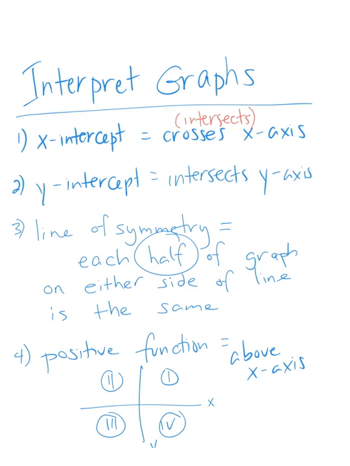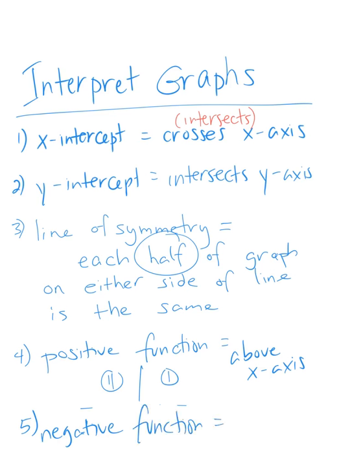Should we write the graph down? It's up to you. So if a positive function is above the x-axis, where is a negative function? Below. So that would be 3 and 4. I'm going to erase my graph.